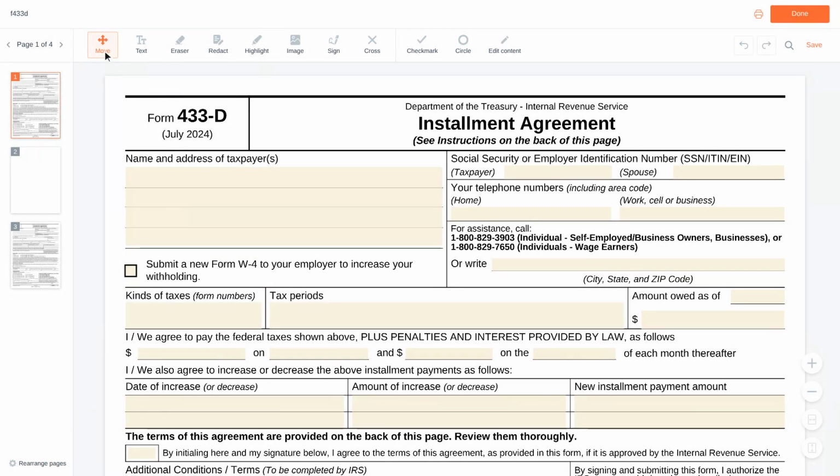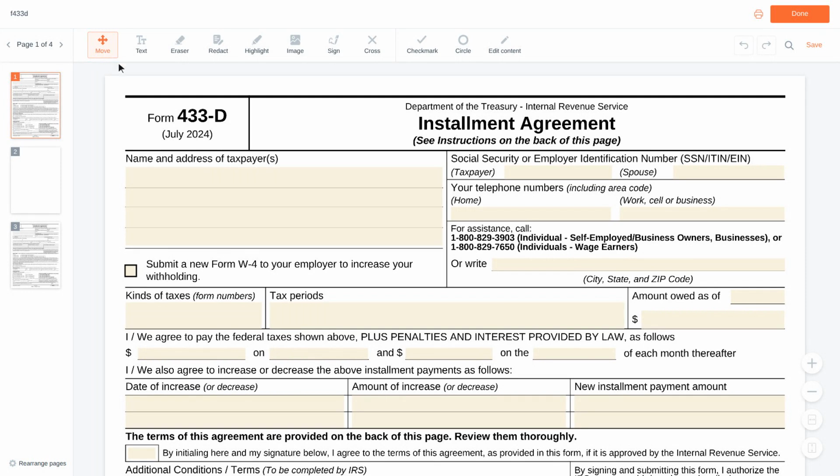IRS Form 433D is the Installment Agreement form. You use it to set up a monthly payment plan for taxes you owe, typically by direct debit from your bank account. It is often used after you and the IRS have agreed on the terms to put the arrangement in writing and authorize the automatic payments. Individuals and businesses can use it. The form records who owes the tax, how much, and the monthly amount and payment date you have agreed to.